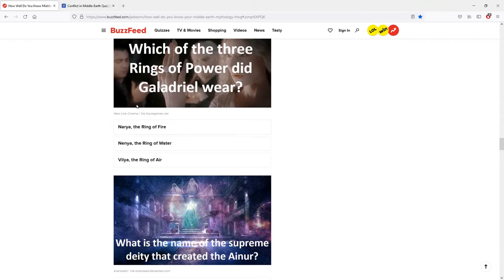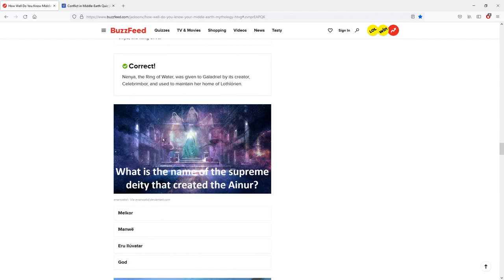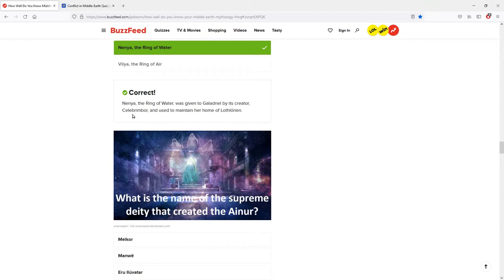And the ring of air, which I think it was the crystal, like no color, like a diamond, and then the blue ring, and it was given to Gil-galad at the very beginning, and then Gil-galad gives it to Elrond, so it's the ring of water. Nenya, the Ring of Water, was given to Galadriel by its creator Celebrimbor, and used to maintain her home of Lothlorien.